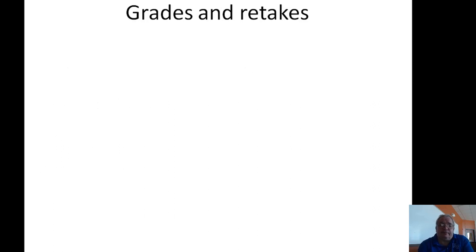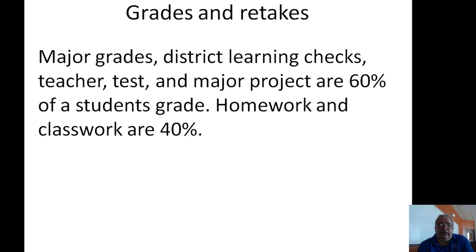Grades and retakes. So major grades, which include district learning checks, my own teacher test, major projects, those all add up to 60% of the grade. So however many of those I give, you take the average, and that's going to be 6 of 10 parts of their grade. The other 4 of 10 parts will come from their homework. That's 40%. So you add up all their homework and classwork grades and minor projects, and that will be 40% of their grade.